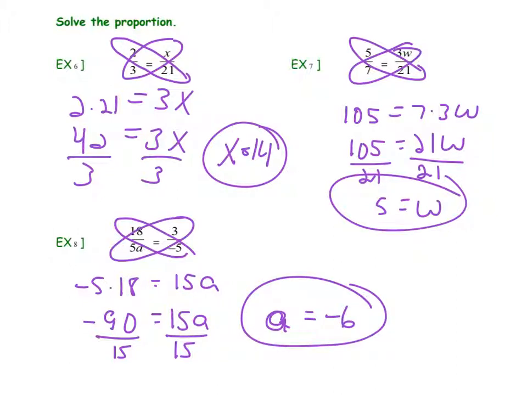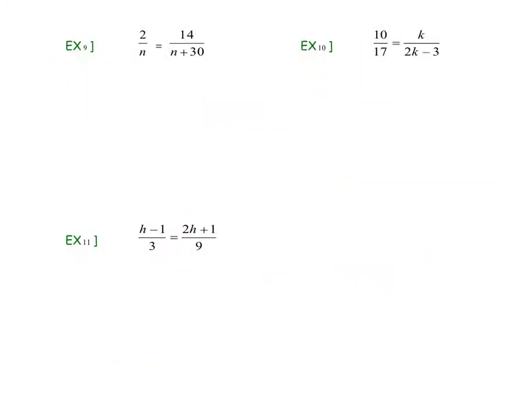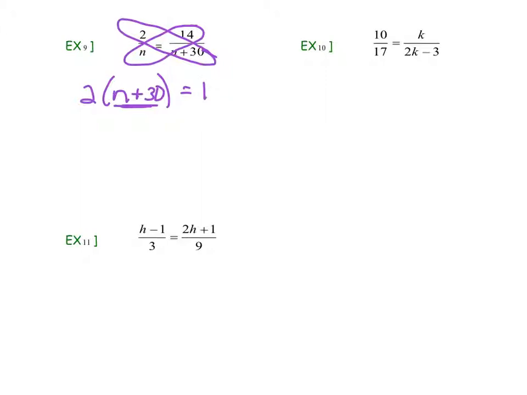Okay. Let's go on to, I think we have 3 more problems. All right, so example 9, 10, and 11 are a little more complicated. So we're still going to do the cross products. So I would multiply 2, but then when I multiply n plus 30, that's when I use the parentheses. Whenever it has 2 terms like that, then you have to use parentheses. All right, and then we'd multiply the other cross product, which is 14 times n. And then, of course, I have an equation, and I have to distribute, and I have variables on both sides now. So I'd multiply 2 times n, then 2 times 30.